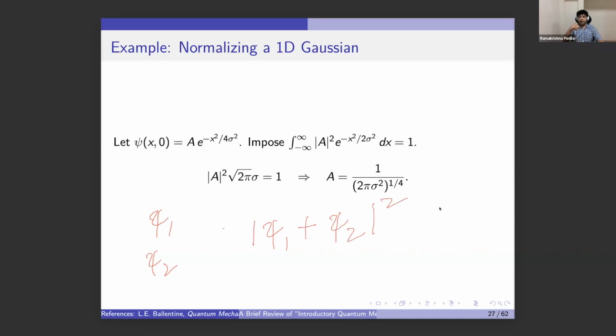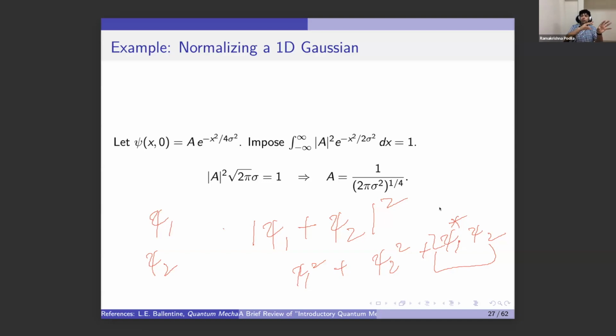When I find psi1 plus psi2 squared, I get the interference terms, which come up as psi1 squared plus psi2 squared plus 2 psi1 psi2. I should write it as the complex conjugate to ensure that the part is real. So this extra term is what leads to the patterns that emerge.